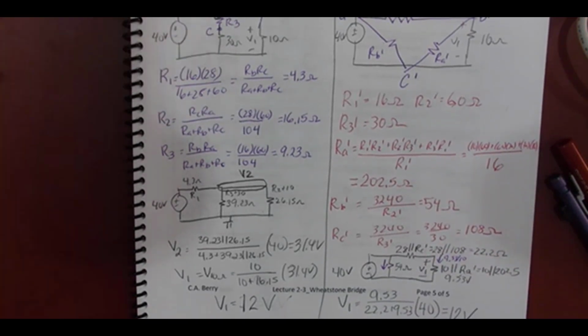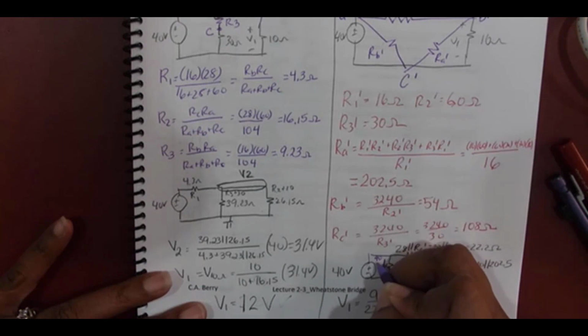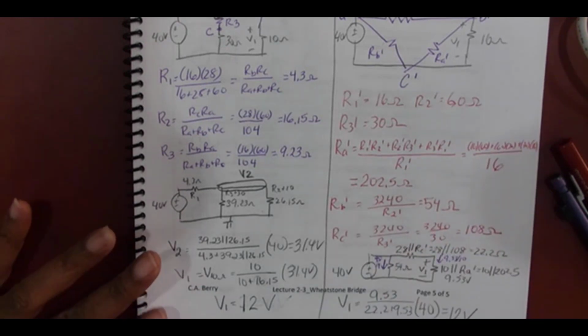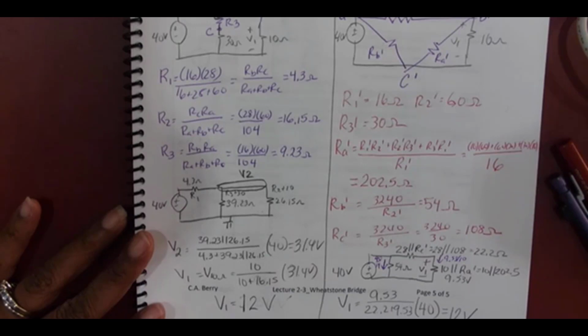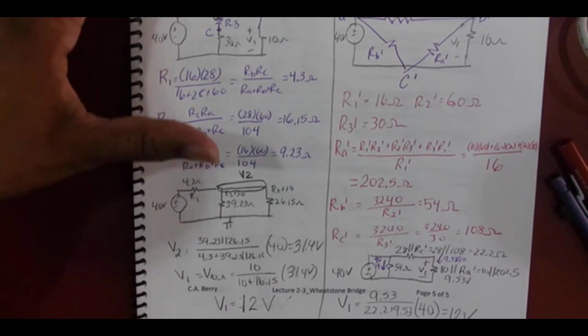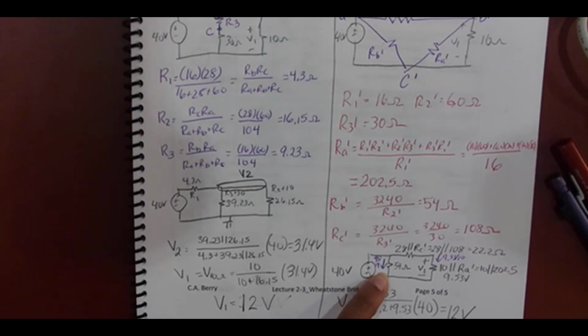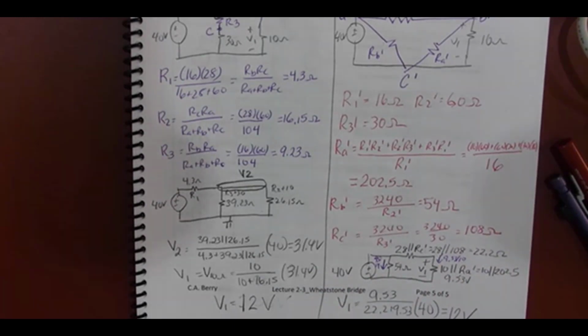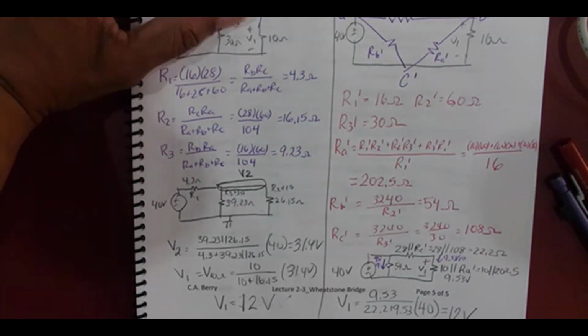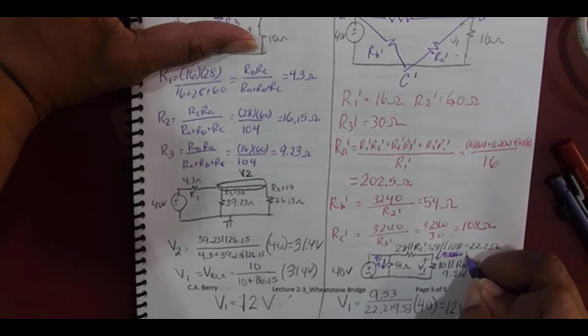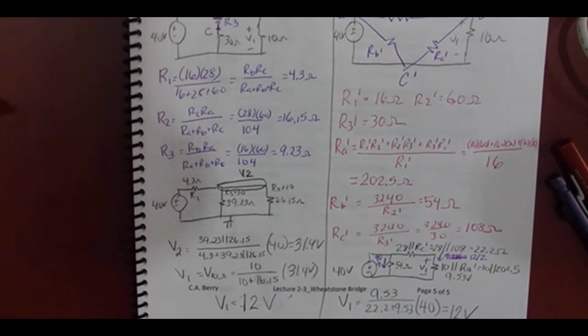The current up through the 40 volt source is going to be the sum of 40 divided by 54 and 9.53 divided by 10. Why is it divided by 10? Because the voltage across the 10 ohm resistor, oh, it's 12, isn't it? Where did I get 9.53 from? Sorry about that. It's 12 divided by 10. I just wanted to see if you're paying attention.